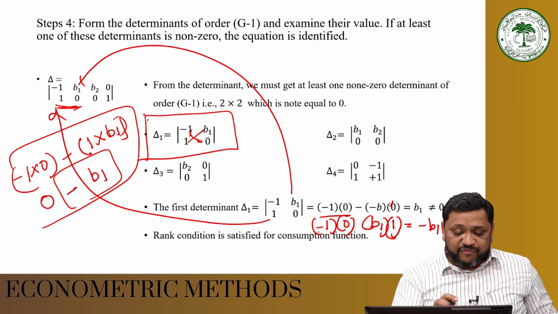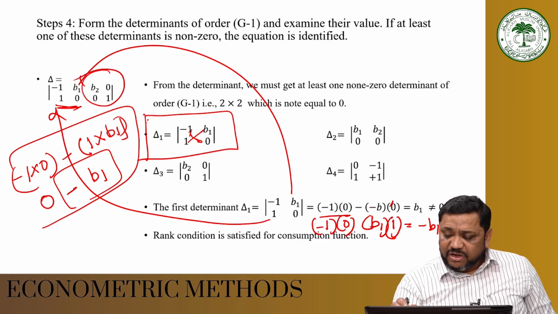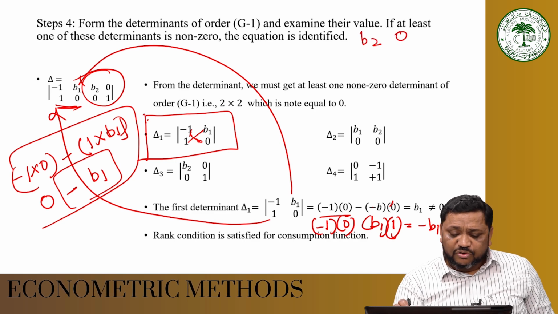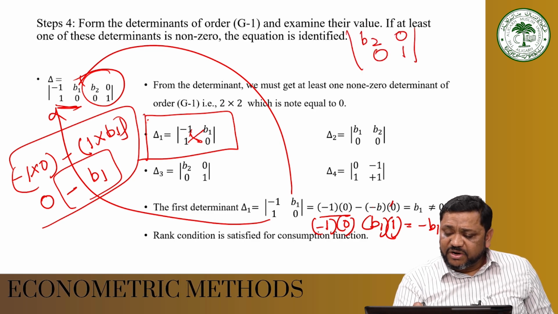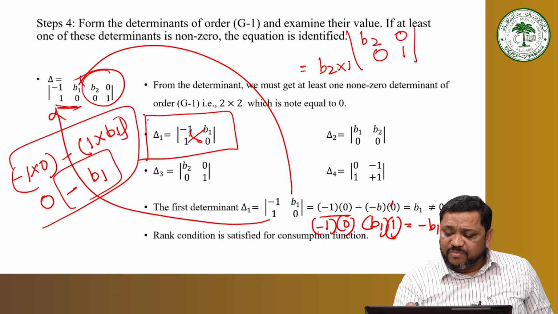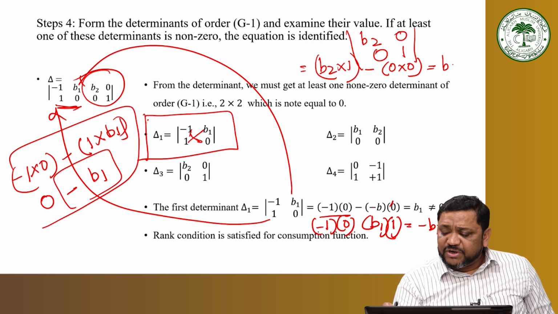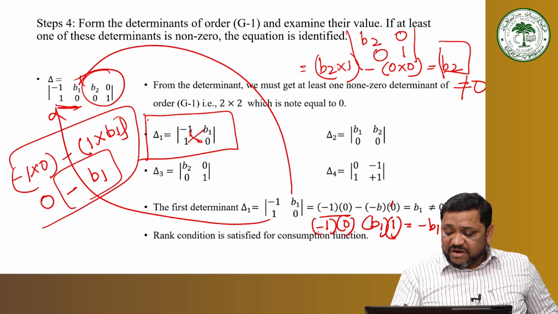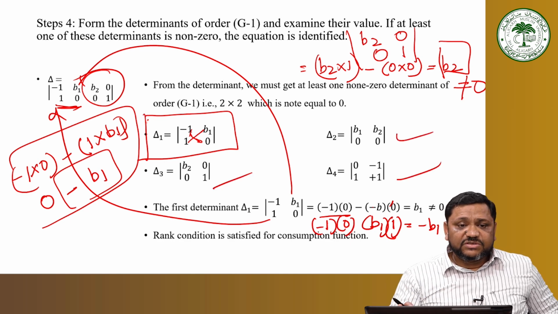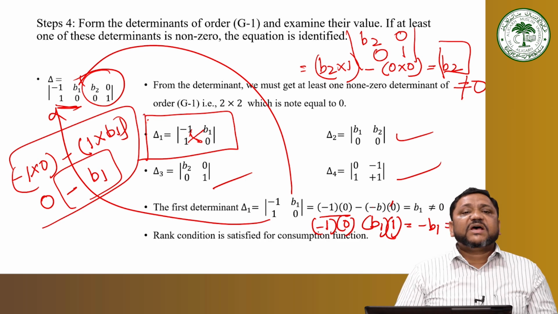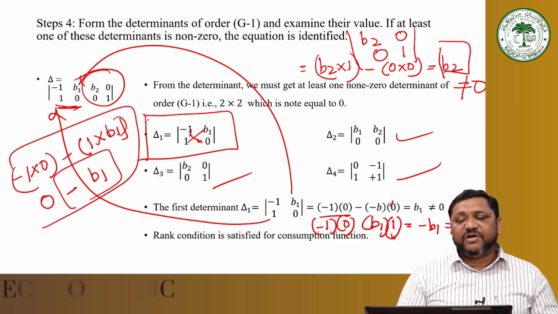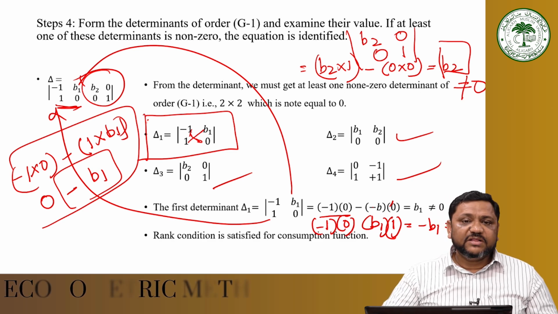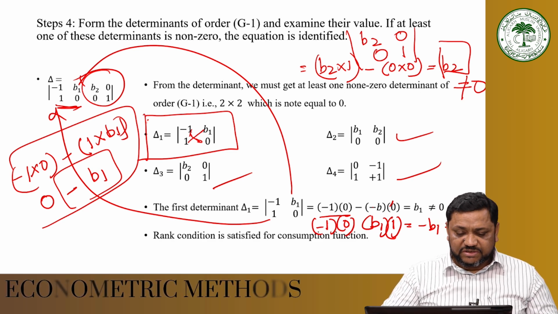Let us take another example with B2, 0, 0, 1. We try to find the determinant. This is equal to B2 multiplied by 1 minus 0 multiplied by 0. This is B2, and B2 is not equal to 0. So there are so many matrices we can form, and if out of these submatrices at least one of them has a non-zero determinant value, then we can say that the rank condition is satisfied.